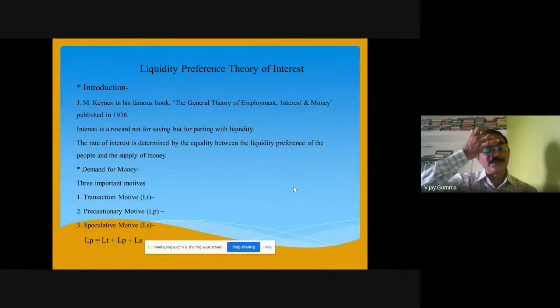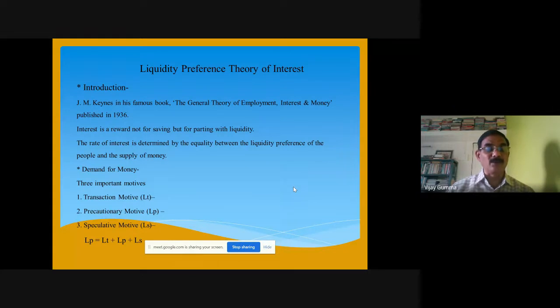See, liquidity preference is the sum of demand for money for transaction motive plus demand for money for precautionary motive plus demand for money for speculative motive, and it is symbolically expressed as LP. LP stands for liquidity preference or demand for money, and is equal to LT, liquidity preference for transaction motive, plus LP, liquidity preference for precautionary motive, plus LS, liquidity preference for speculative motive.